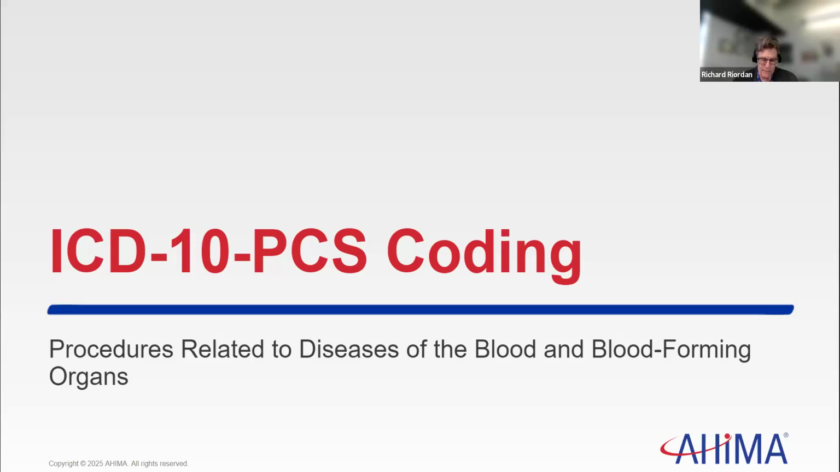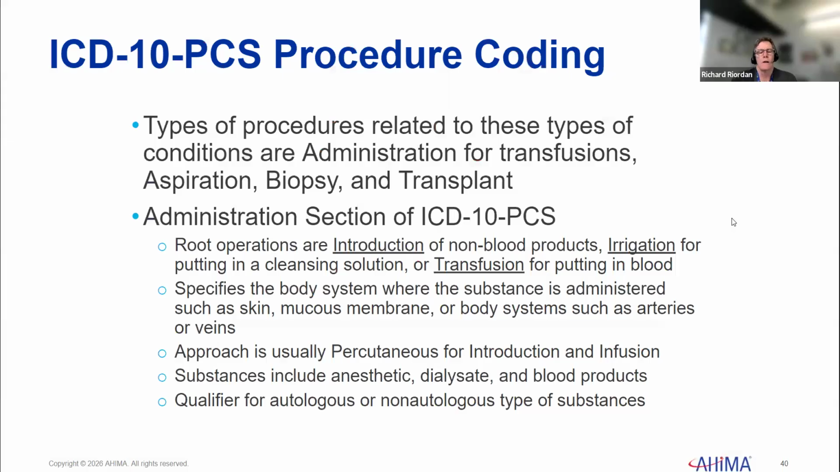So again, we've talked about procedures related to diseases of the blood and blood-forming organs. So these are the things that we know as transfusions, introduction of blood products, irrigation, right? So the big key for this chapter is think about the root operations. To get there, think about what the purpose of the procedure is. So these could be things like introduction of non-blood products, irrigation, right?